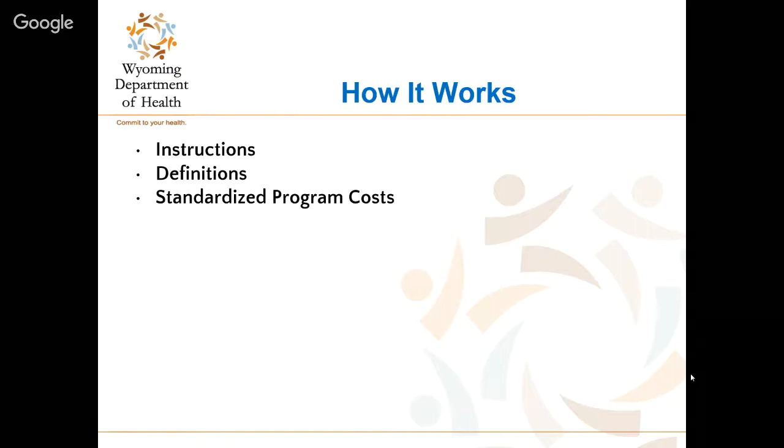Next, I wanted to do just a brief review of how it works, going into specific details on instructions, definitions, and then I do have an example of a program's grant application expenses. So hopefully it'll be able to show you true expenses, kind of what a general meal cost should be.